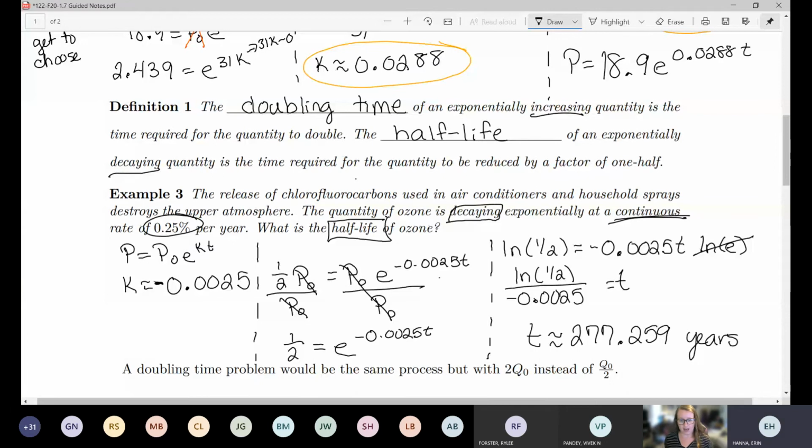With a doubling time question, so say we were asked for the doubling time instead of half-life, all you would do is use 2 p naught. I know I'm using q's here for some strange reason, but you would just set it equal to 2 p naught instead of 1/2 p naught. So here we set it equal to 1/2 p naught, and it's starting to lag a little bit. If it's a doubling time question, you'd want to set it equal to 2 times p naught because you want the initial quantity to double.